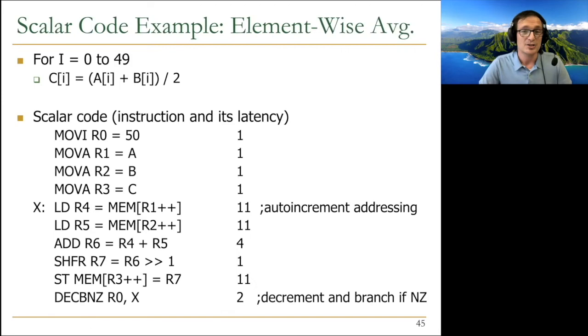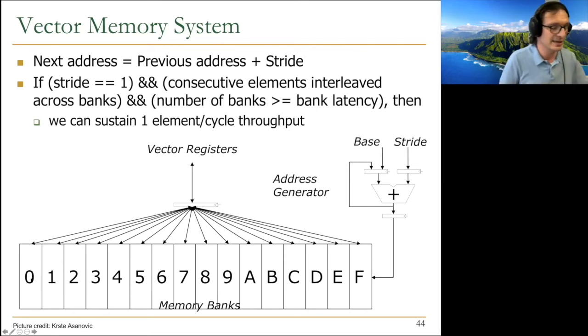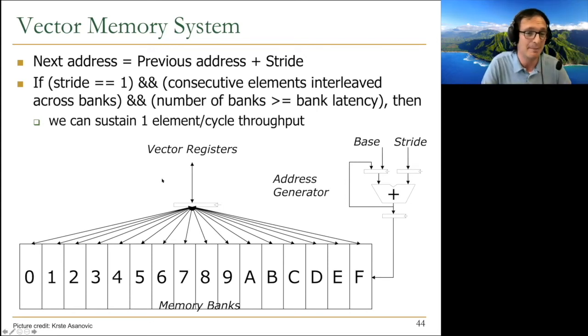So let's take a look at an example of how we actually do this. But we're going to get back to this banking and stride later, because this causes problems. Okay, let me give you another example. You have 16 banks like this. Consecutive elements are interleaved across banks. So word 0 is here, word 1 is here, word 2 is here, word 15 is in bank 15. Word 16 is in bank 0 again, right? Basically, consecutive elements are in consecutive banks.